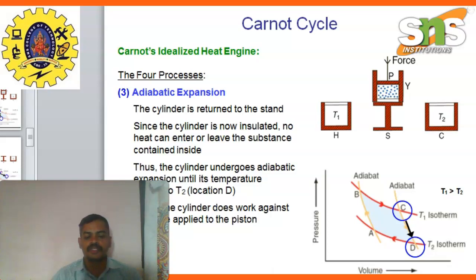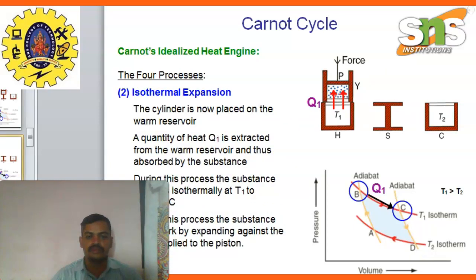Isothermal expansion. The cylinder is now placed on the warm reservoir. A quantity of heat Q1 is extracted from the warm reservoir and thus absorbed by the substance.